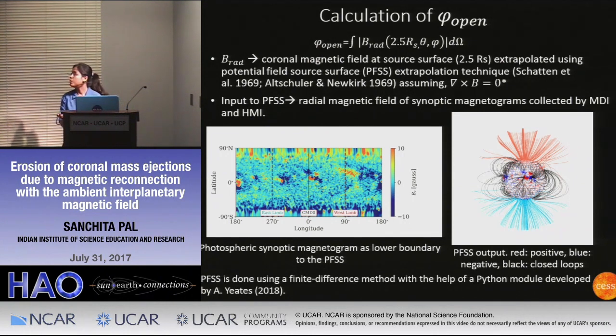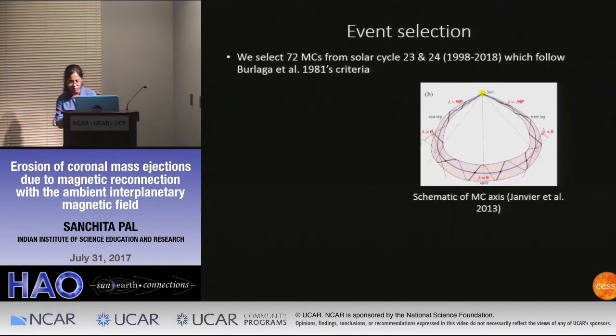This part of the work has been done by my colleague Shomoranjan Das, and I am doing the CME part. So now I will come to my work. We have selected 72 magnetic clouds from solar cycles 23 and 24, during the time interval 1998 to 2018, following the criteria which I have already described.